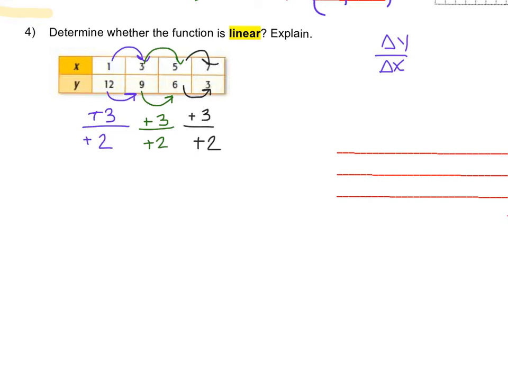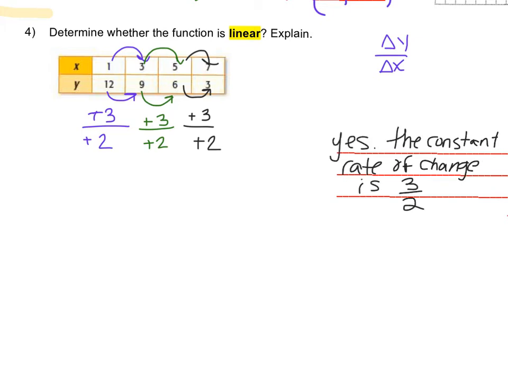It's constant. Yes, because the constant rate of change is 3 over 2. Constant rate of change.